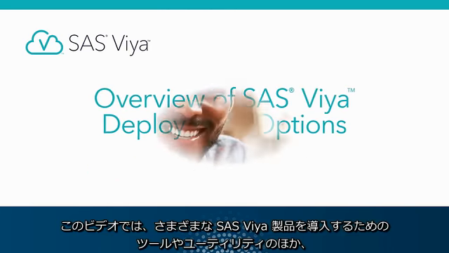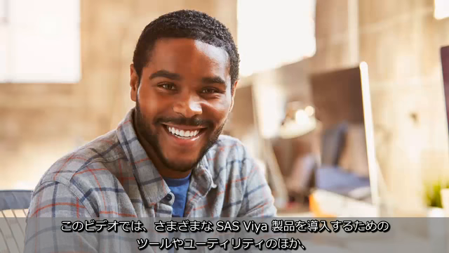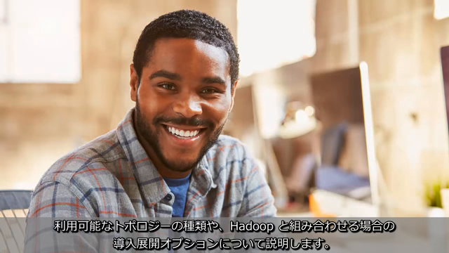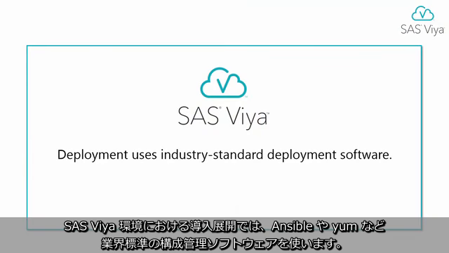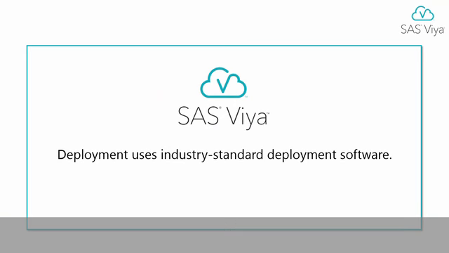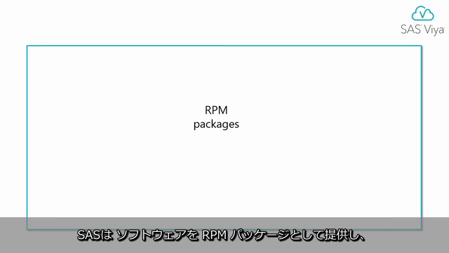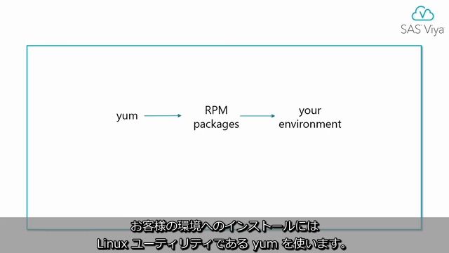In this video, we look at the tools and utilities for deploying SAS Viya products, several possible topologies, and some deployment options with Hadoop. Deployment in SAS Viya uses industry-standard deployment software such as Ansible and Yum. SAS provides software as RPM packages and uses the Linux utility Yum to install the RPM packages in your environment.